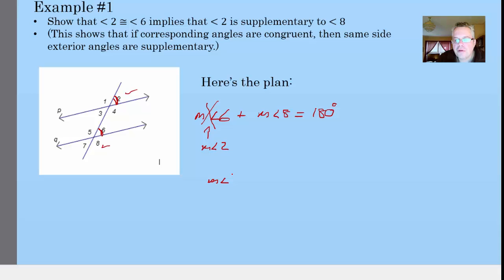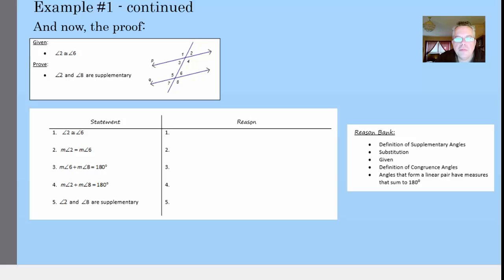And then we have our fact. We have that the measure of angle 2 plus the measure of angle 8 equals 180, which is what it means for them to be supplementary. So angle 2 and angle 8 are supplementary. That's going to be the way of the proof. We start with two that we know add up to 180. We make one switch, 2 for 6, and we have what we want: 2 plus 8 equals 180 degrees. Okay, so let's write this out in the proof. This is how the proof is going to go.